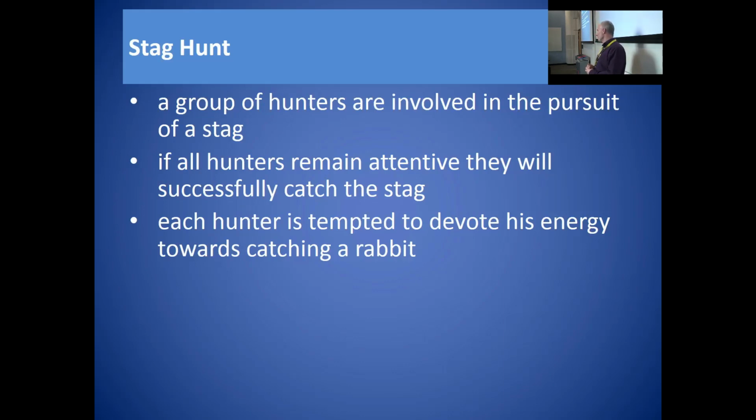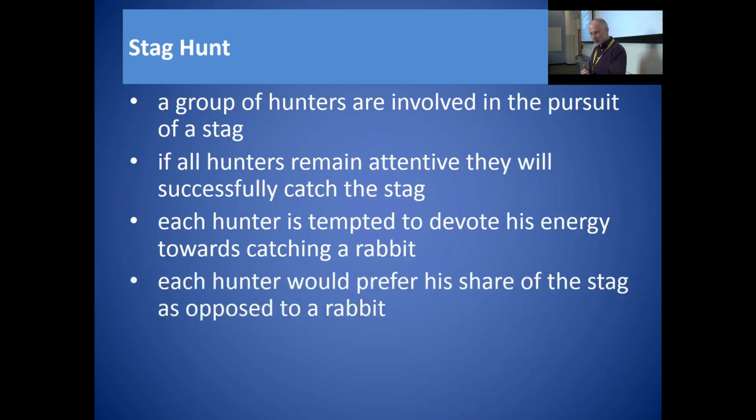However, each of the hunters has an incentive not to pay attention, not to pursue the stag, not to do what they're supposed to do, and instead go off chasing rabbits. Now, if one of the hunters decides to go off and chase rabbits, he is absolutely guaranteed to catch that rabbit. But what is also guaranteed is that the stag will escape. So, that's the game. Each hunter needs to decide, do they go chasing rabbits or do they pursue the stag with the other hunters?